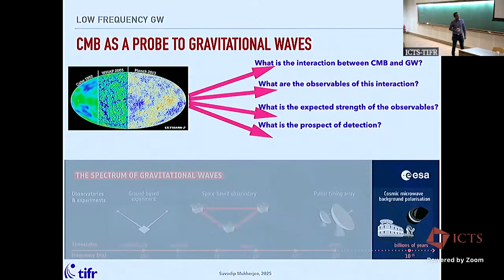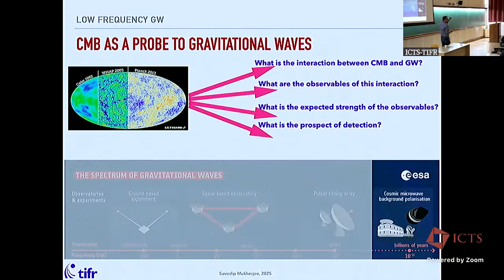What is the interaction between CMB and gravitational waves? What are the observables of this interaction? For any measurable physics or application-based physics, the first quantity is how it interacts. Second is how I measure that interaction. Third, I'm going to talk about what is the expected strength of that observable. I want to measure something, so what is the strength of that observable? And finally, I'll touch upon what is the prospect of detection.